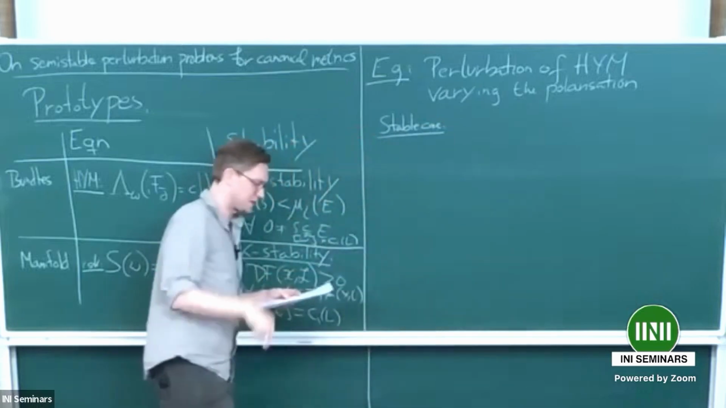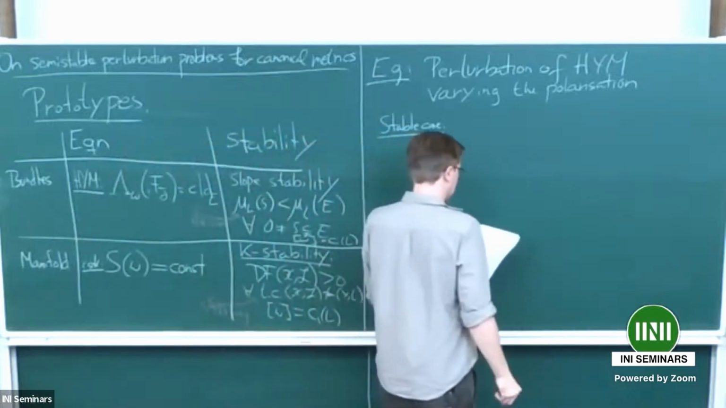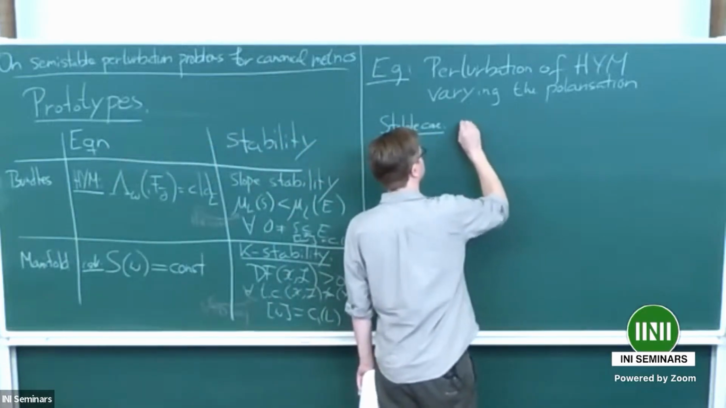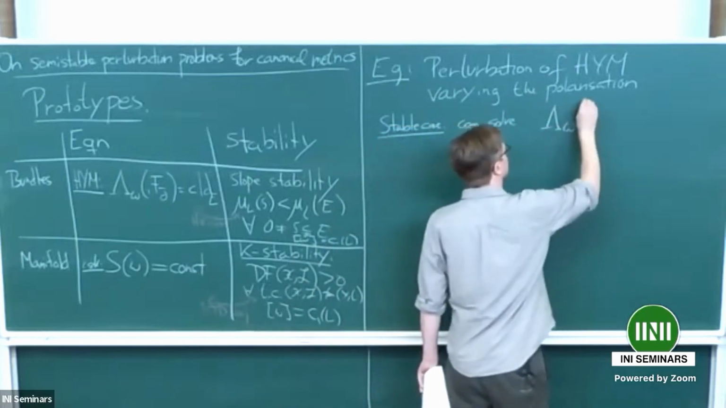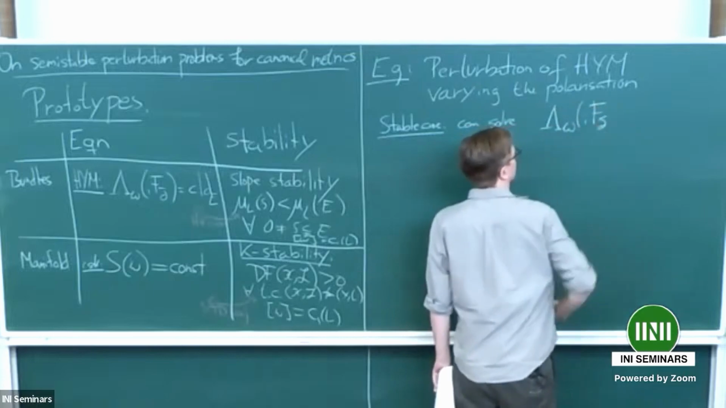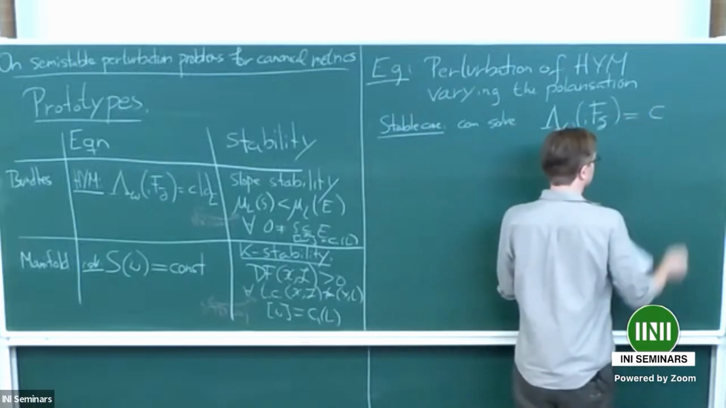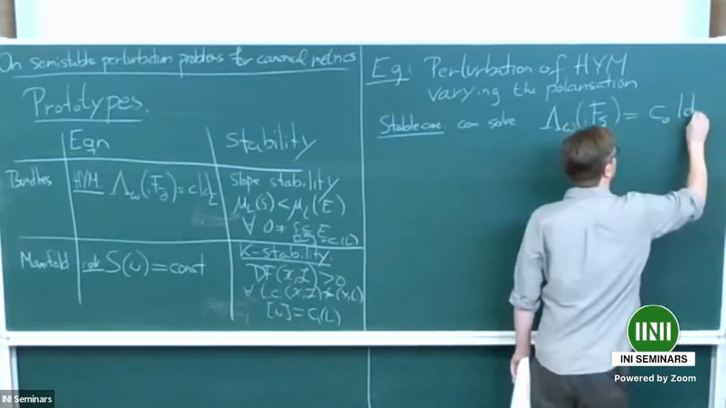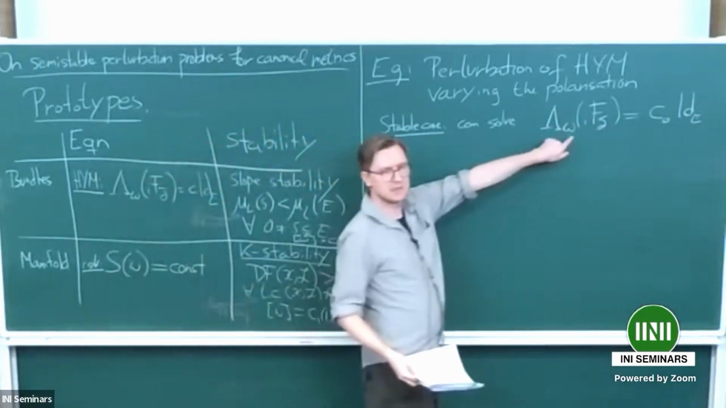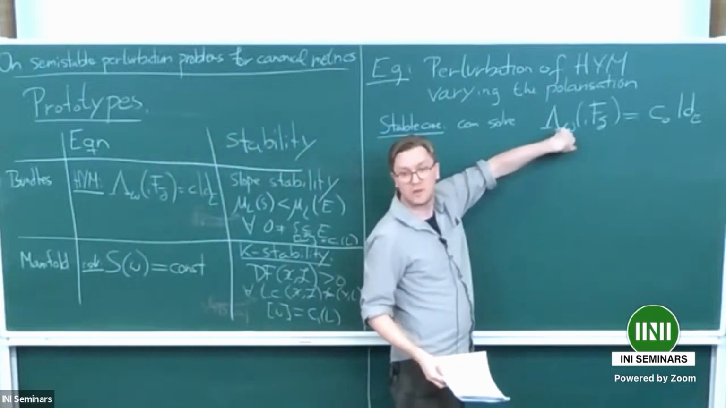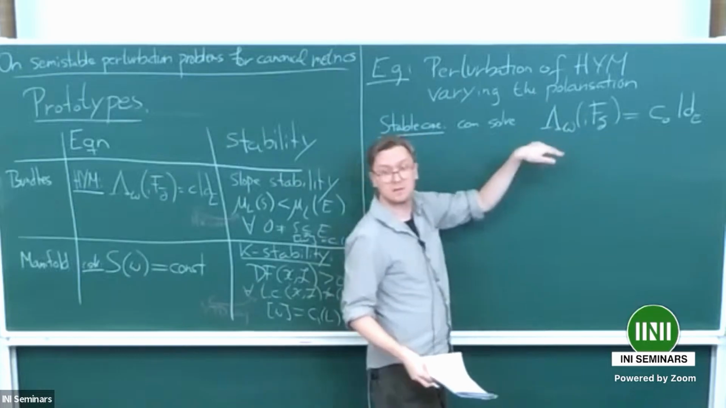So E is now a slope stable vector bundle with respect to some polarization L, and so we can solve that the contraction of the curvature is equal to some constant c_0 times the identity on the vector bundle. And what I want to do now is vary the class, so I want to vary really the form here, omega, and see if I can solve this equation for nearby forms.